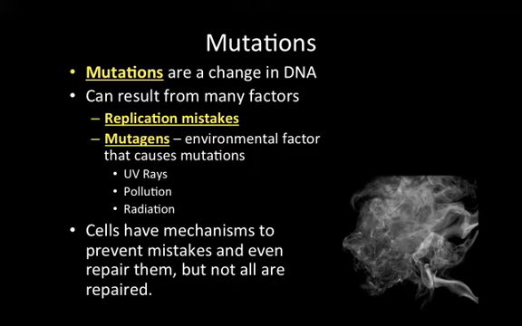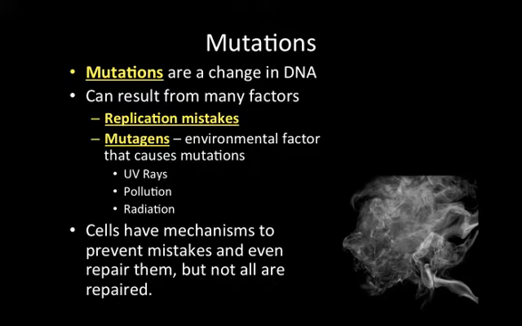Additionally, mutagens, or factors that can cause mutations, have an impact as well. These are things like UV rays. You've probably heard about tanning and being out in the sun giving you skin cancer, and that's true because the UV rays can actually penetrate into the cells in your skin and alter the DNA. Pollution can cause problems as well. Things like radiation can be problematic too. So lots of different environmental factors can have an impact on mutations that occur inside of your DNA.